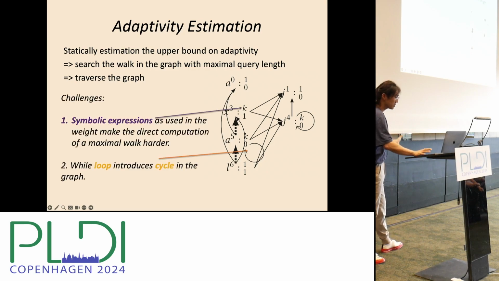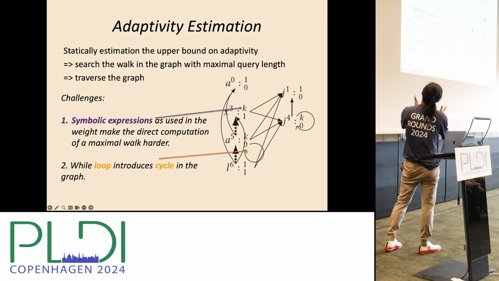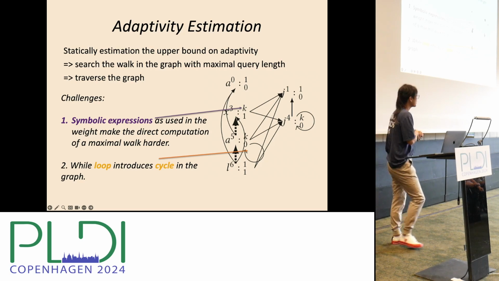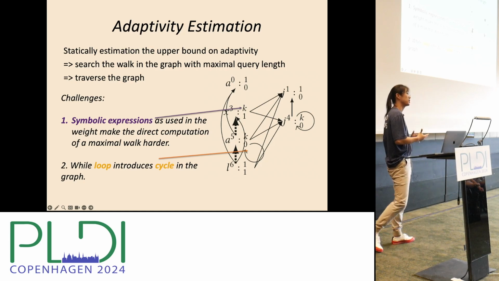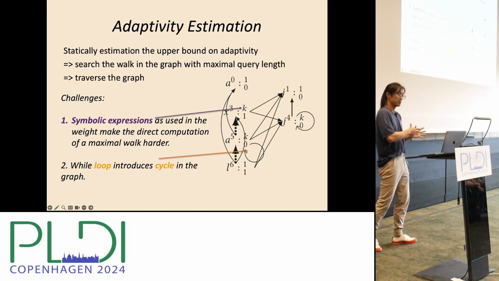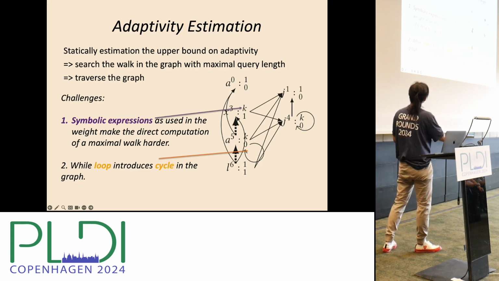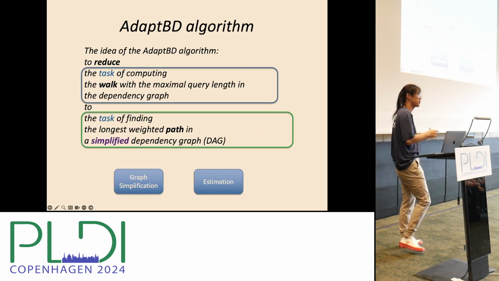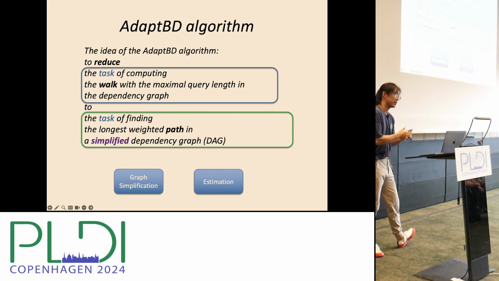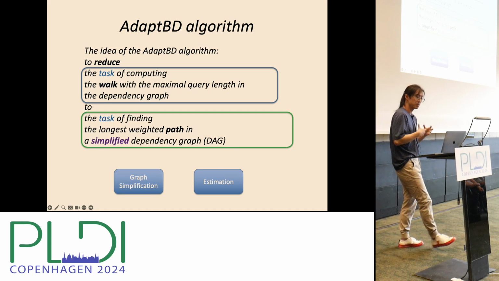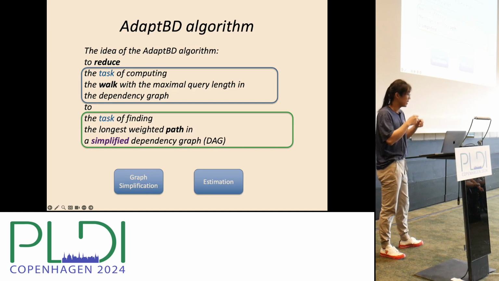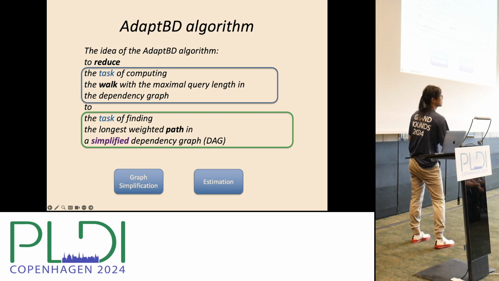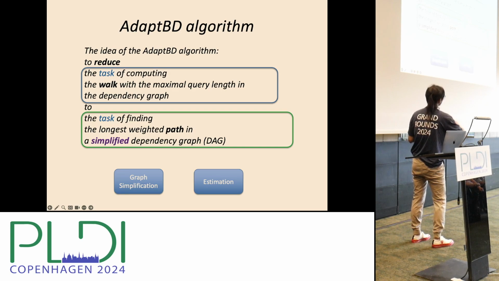However, there are some challenges when we do that. The first is the symbolic expressions used in the weight. For example, in the graph, it can be k. And also the while loop will introduce some cycles in these graphs. These two things make it hard to directly compute such a maximal walk. To solve this problem, we propose another algorithm called adaptivity. The idea of it is to reduce this task of computing the walk with a maximal query length in the dependency graph to another task, trying to find the longest weighted path in a simplified dependency graph, which is a DAG.